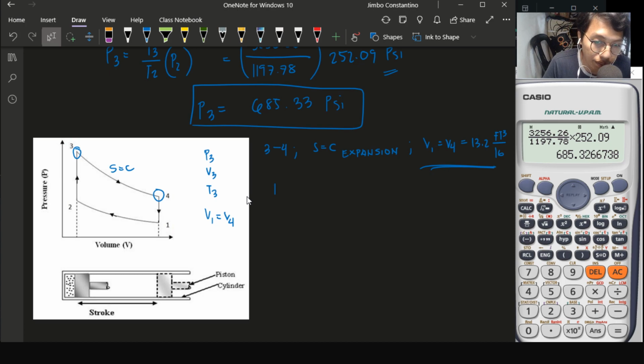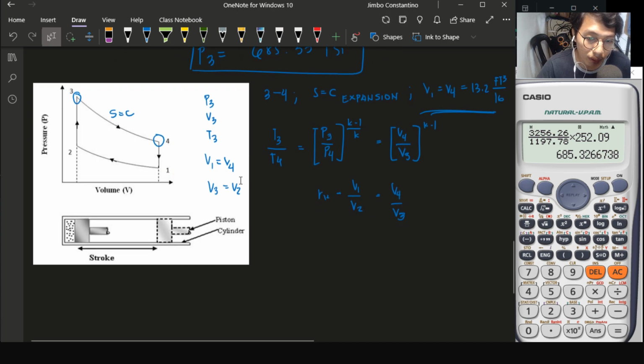So, T4. T maximum. T3 divided by T4 equal to P3 over P4 raised to K minus 1 over K equal to V4 over V3 raised to K minus 1. Di ba sabi ko kanina RK is equal to V1 over V2 where yung V1 is equal to V4 and V3 is equal to V2. Then, equal din yan sa V4 over V3. Okay? We can solve na yung T4.